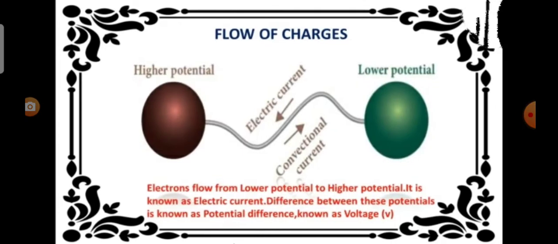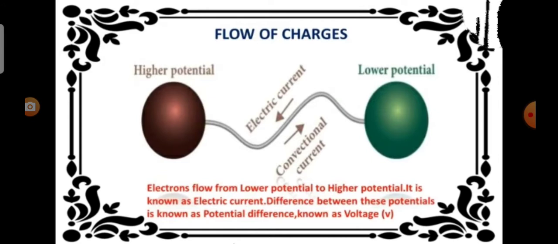Now we see about the flow of charge. Suppose you have two metallic spheres, one having more negative charge and the other having more positive charge. When you connect them both with the help of a metallic wire, excess electrons from the negatively charged sphere will start flowing towards the positively charged sphere. This flow continues till the number of electrons in both the spheres is equal.